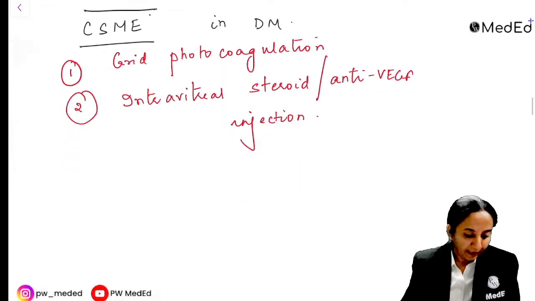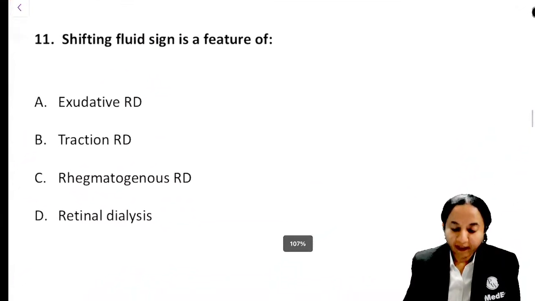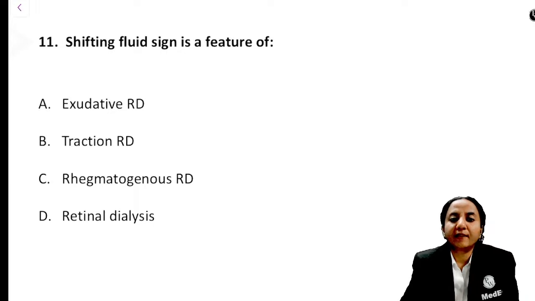Chal, let's go to the next question. Very, very simple. Shifting fluid is a sign of, is a feature of.